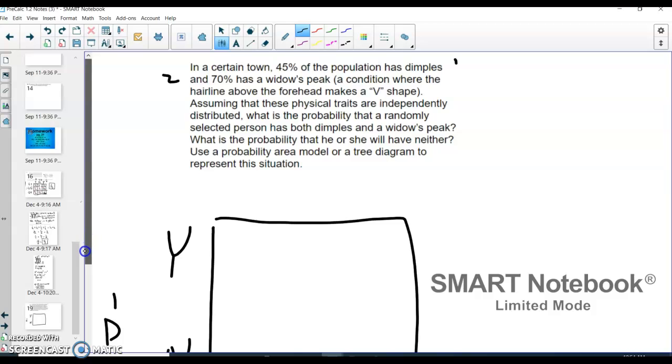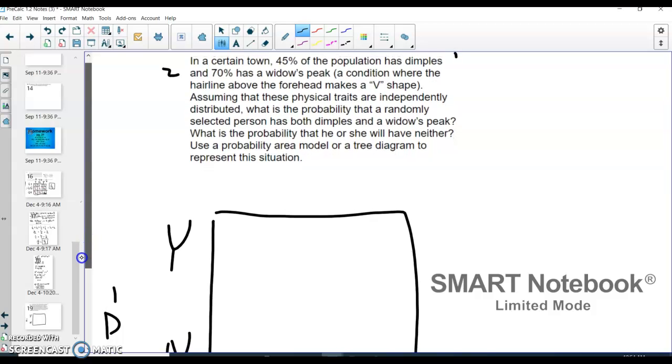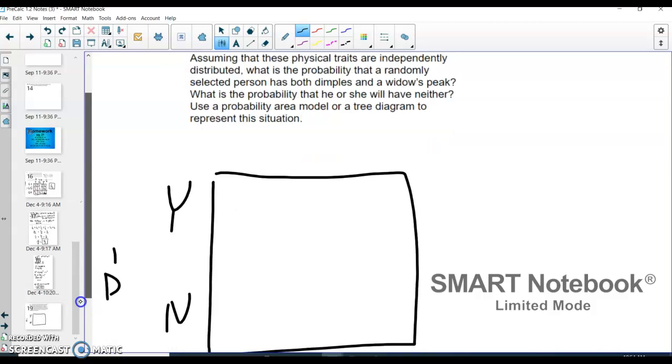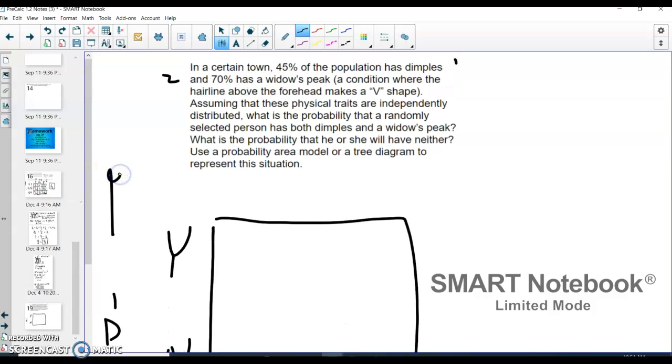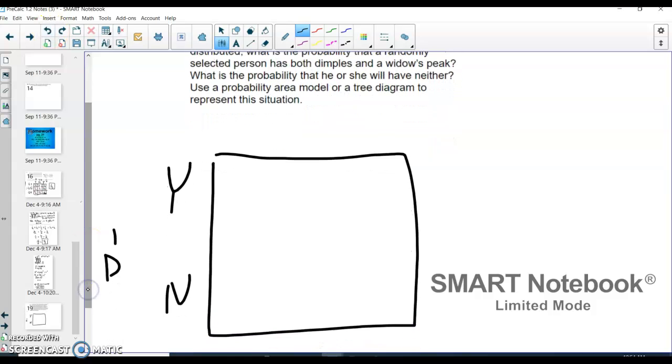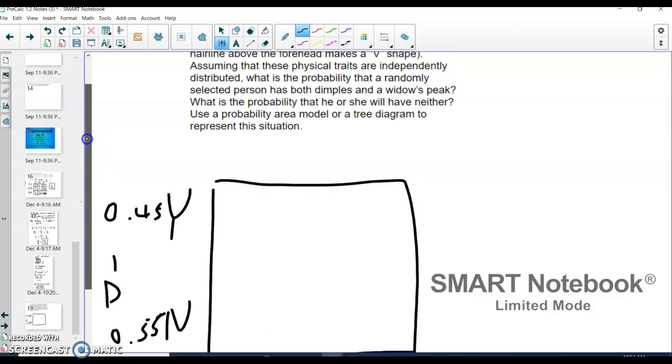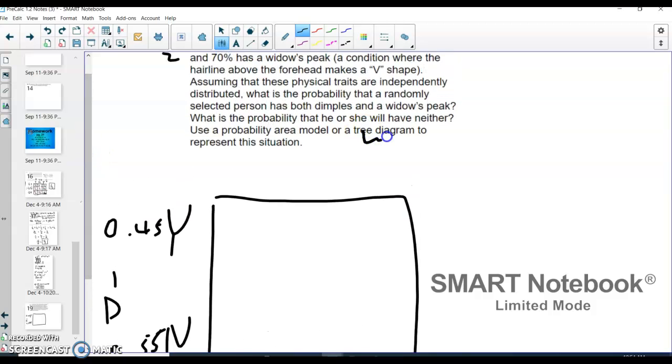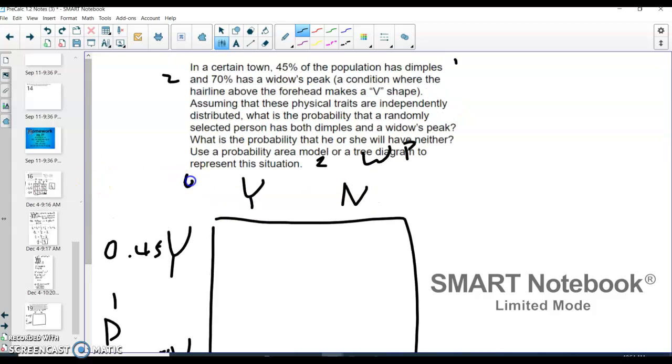45% of people have dimples, and that means 55% of people do not. So for a yes, using decimals here, we're going to use 0.45 for yes and 0.55 for no. Now the other one is for the widow's peak. That's my event 2, and it's again either yes or no. Well, 70% of people have it, so that is 0.70 for yes and 0.30 for no.